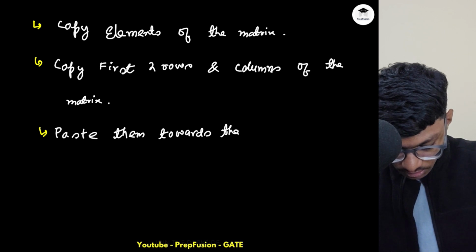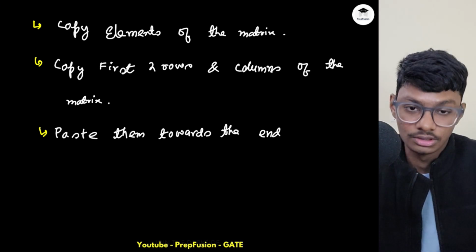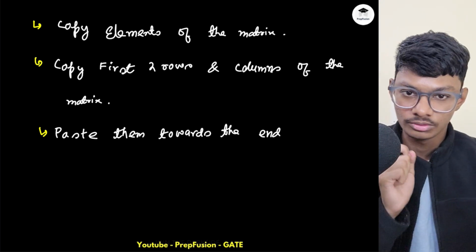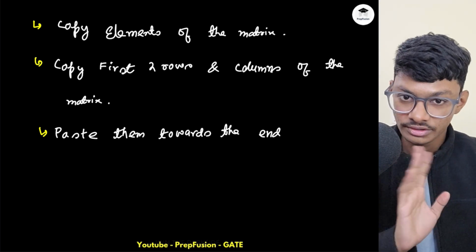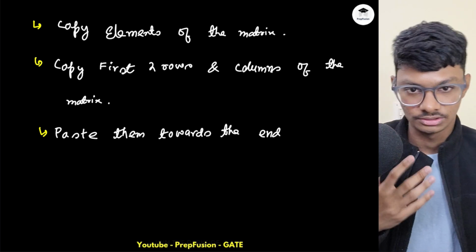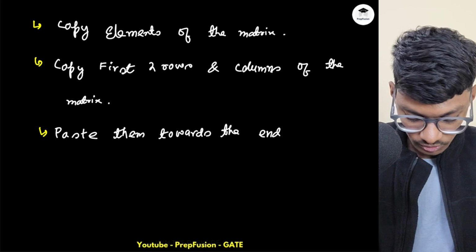Towards the end, I'm just talking about the shortcut because mostly if you have to find the inverse, they will give a 3x3 matrix. For 4x4 it will be very difficult. That's why, if you remember just this shortcut, you're good to go for finding the inverse. Paste them towards the end.